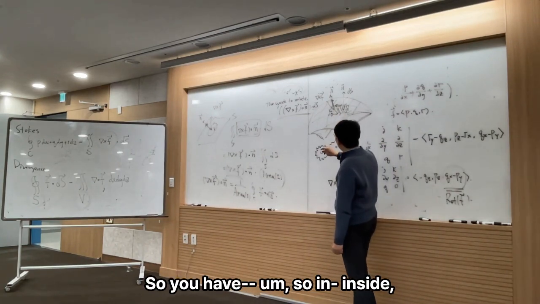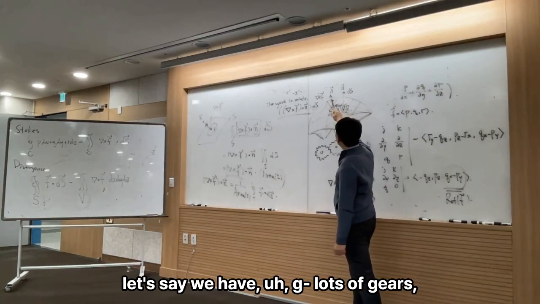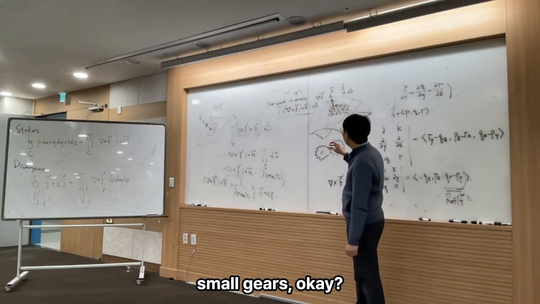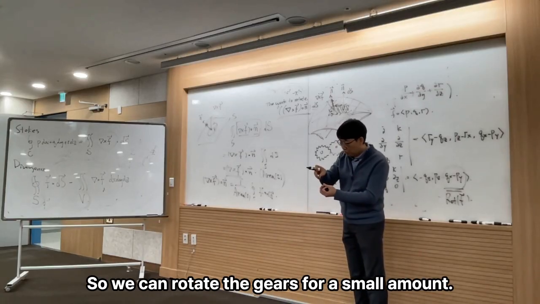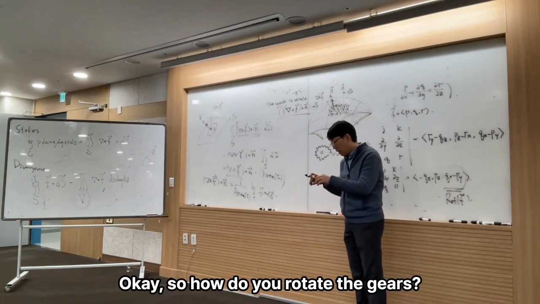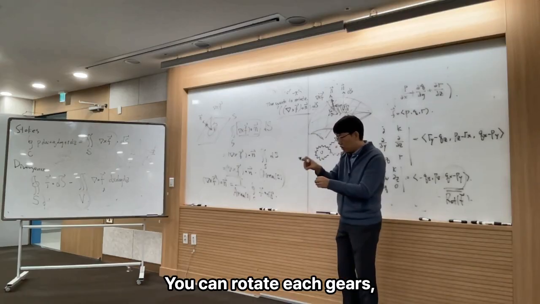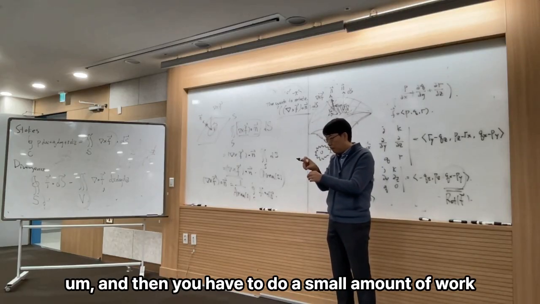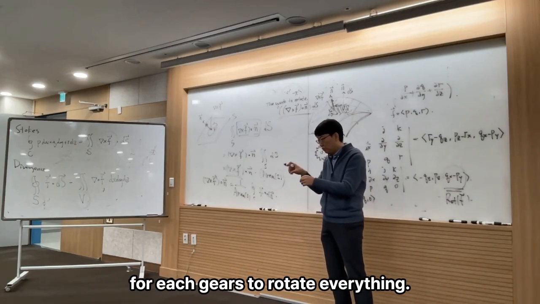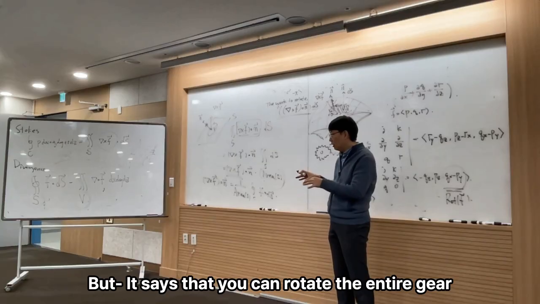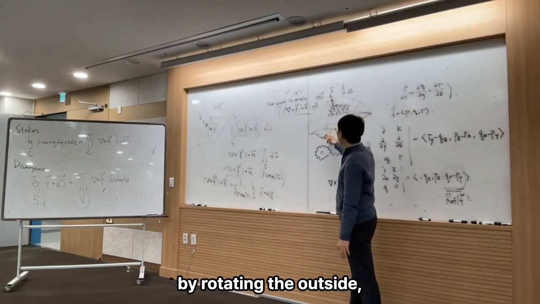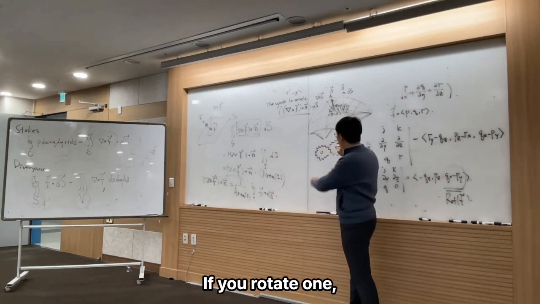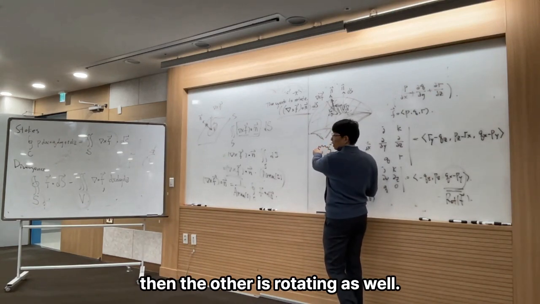Inside, let's say we have lots of small gears, and we want to rotate them. You can rotate each gear and do a small amount of work for each one to rotate everything. But you can rotate the entire thing by rotating the outside, because it's all connected. If you rotate one, then the other is rotating as well.